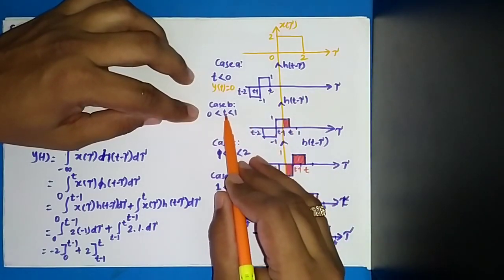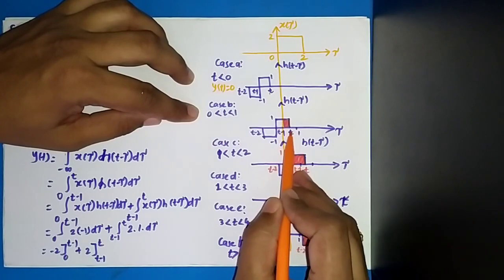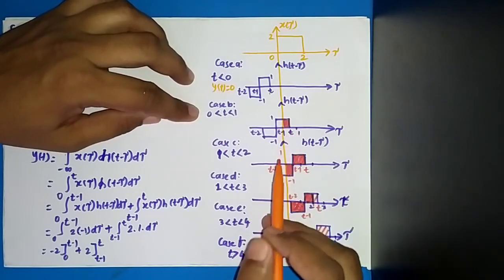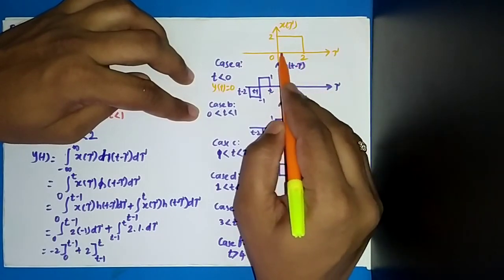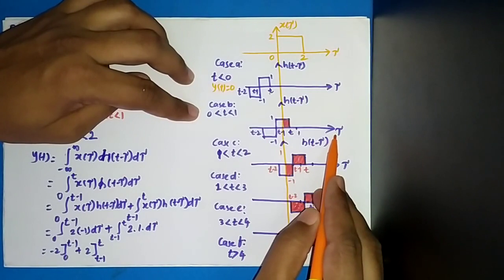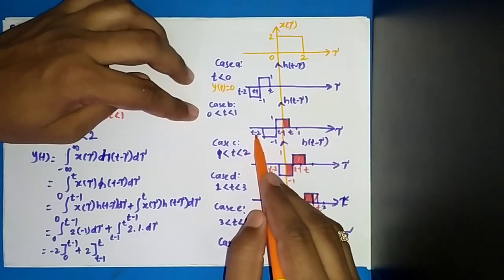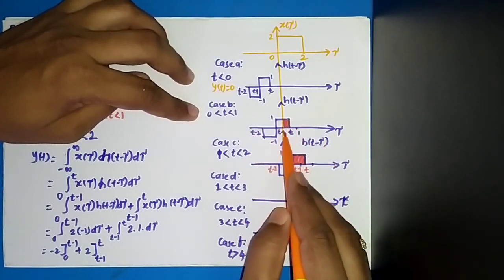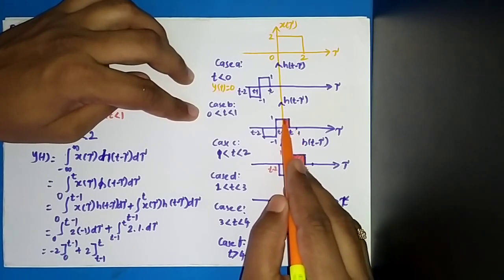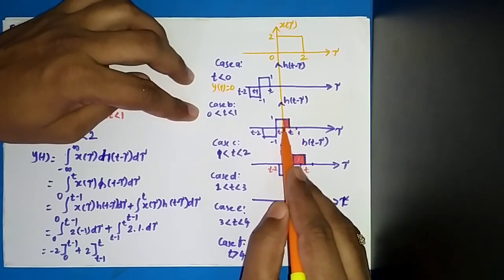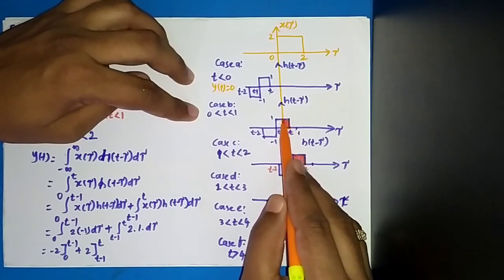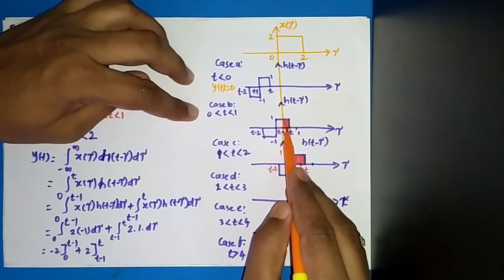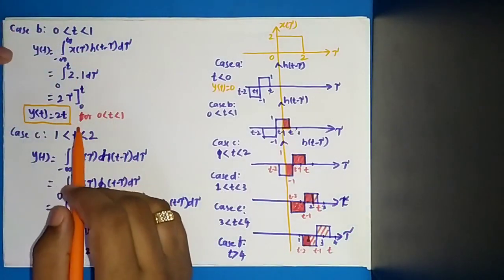So if the end point of t is between 0 and 1, you can see here. Now if you find the overlapping region between them, your x of tau is from 0 to 2 and your h of t minus tau is from t minus 2 to t, where t ends between 0 and 1. So we will have only this much as the region of overlapping. Please understand, only this region is the overlapping region, so we need to find the value over this. Are you understanding? Okay, so we will go back to the mathematical representation.